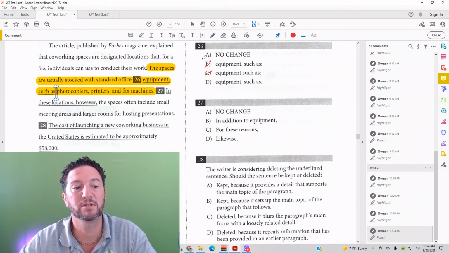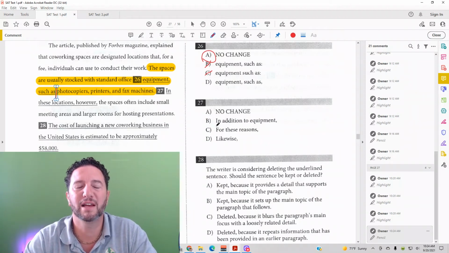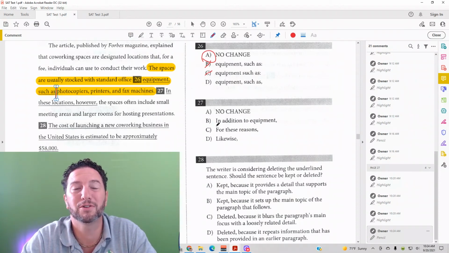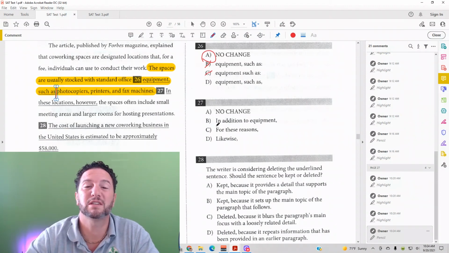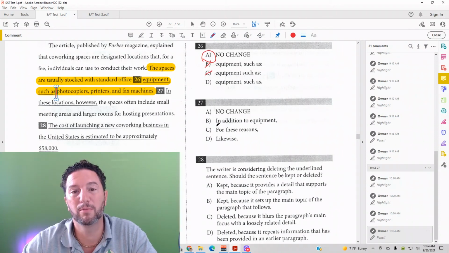The spaces are usually stocked with standard office equipment, comma, such as photocopiers, printers, and fax machines. So you pause before such as, you don't pause after. So for the purpose of the SAT, you've got to know that there has to be an independent clause before the colon. What comes after the colon is either something you expect or another independent clause. When you're dealing specifically with such as, there is almost always a comma before such as, and there is never punctuation after it.